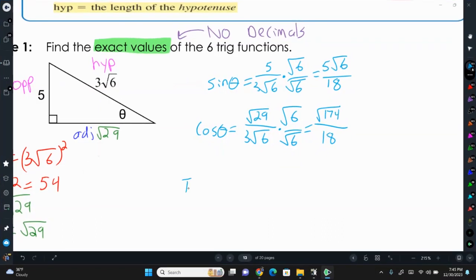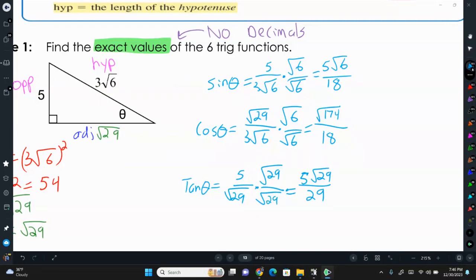And then our last one, tangent of theta. Tangent is the opposite side, so 5 over the adjacent. Well, we can't have the square root of 29 in the denominator. So then we get 5 times the square root of 29 over 29.